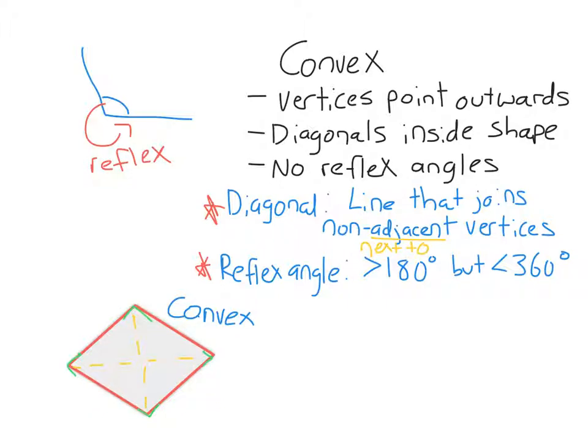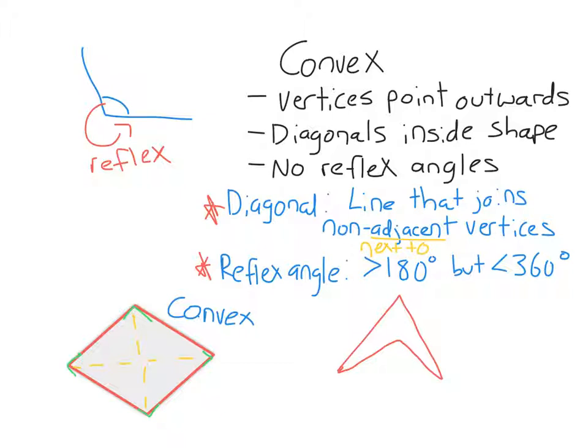Let's look at a shape that is non-convex. So that would mean it has one vertex that points inwards towards the center of the shape. It would mean there is a diagonal outside the shape, and it would mean that it has one reflex angle. Of course, a quadrilateral can only have at most one reflex angle. So the shape I drew before for an irregular quadrilateral was non-convex. So this shape here, it's a four-sided shape, but it is non-convex.